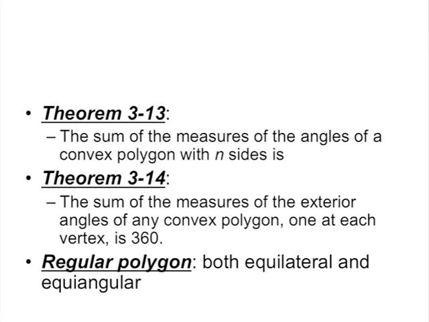So we have 2 theorems that talk to us about the angles of a polygon. The first one says the sum of the measures, so if we add up all of the angles of a convex polygon with n sides, is (n minus 2) times 180. I'm not going to prove this, but I will show you why it is what it is.